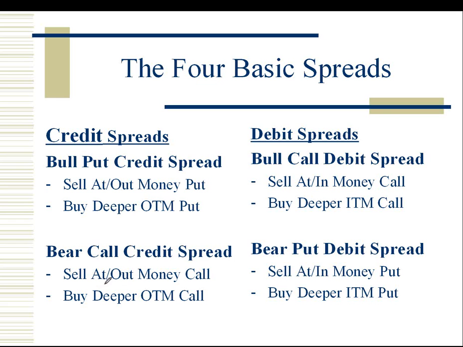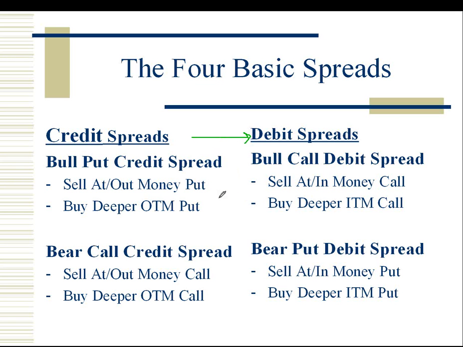With a bear call credit spread, we're going to sell an at or out of the money call. So again, if we have a stock trading at 50, I might sell the 50 call, but more than likely I'm going to sell the 52.5 or the 55 strike call. And then I'm going to buy a deeper out of the money call, a higher strike call. So if I sold the 52.5, I might buy the 57.5 or the 55, for example. If we receive 50 cents net credit, the stock stays below 52.5, both calls expire worthless, and we keep that initial net credit.